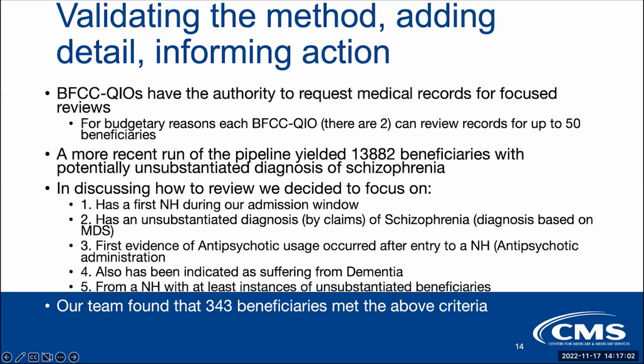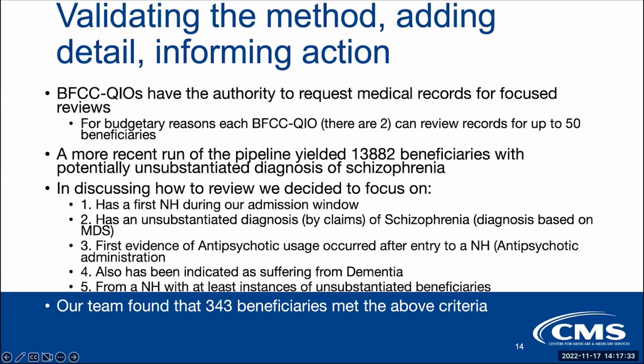A more recent run of the pipeline yielded 13,882 beneficiaries with potentially unsubstantiated diagnosis of schizophrenia. So we had to narrow that down to a much smaller number for the BFCC QIOs to be able to select from. It didn't have to be 100 exactly. We wanted them to be able to consider some aspects of facility geography and spread across the 2 BFCC QIOs as well.